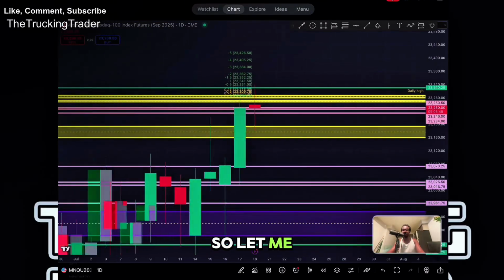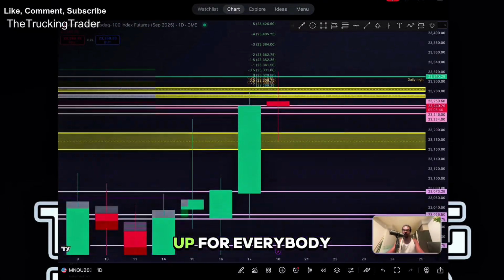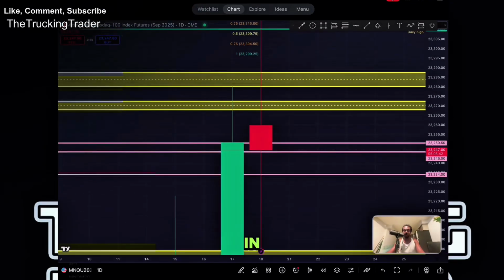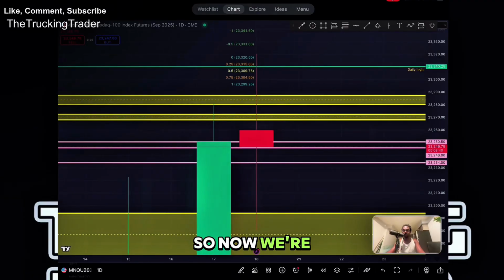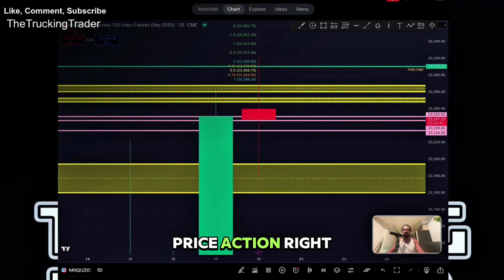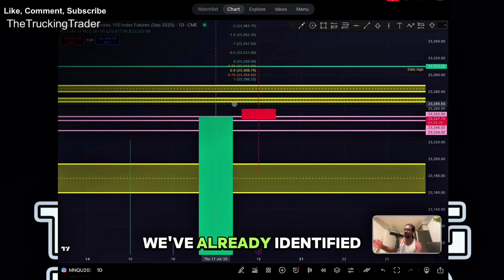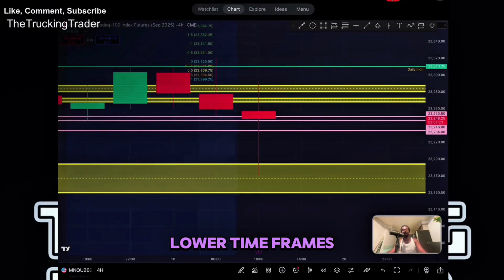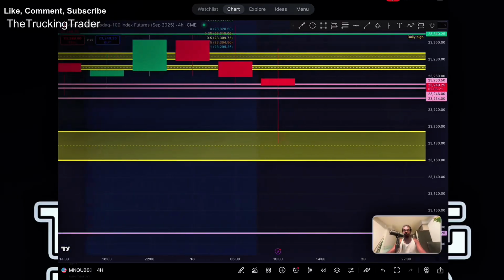So let me widen this up for everybody. All right, let's zoom in. So now we're looking at today's price action, right? We broke out the top of this candle, this green candle, because this is today, right? So we broke out the top. We've already identified that. Now we can start to drop down into our lower time frames, like the 4 hour, right?